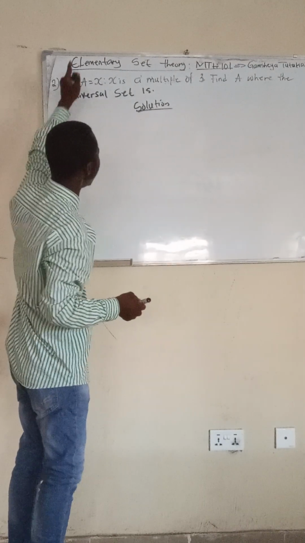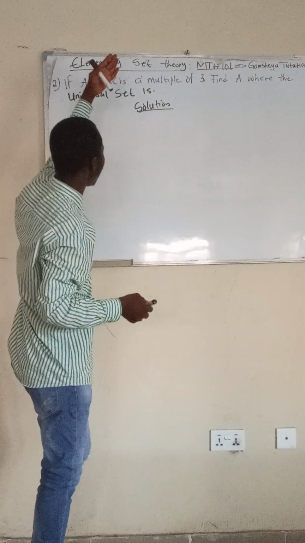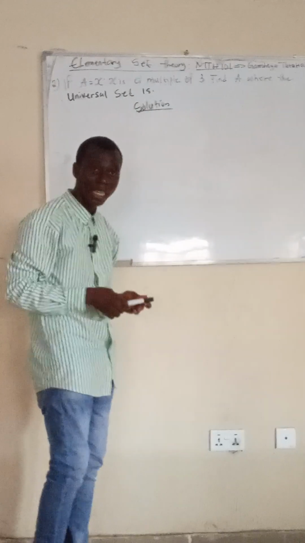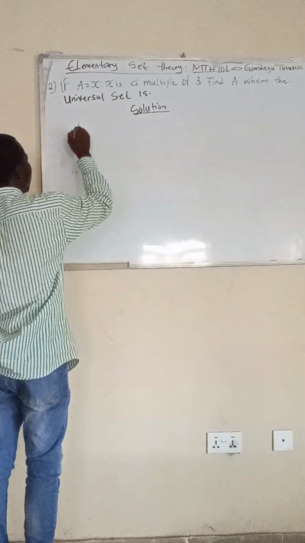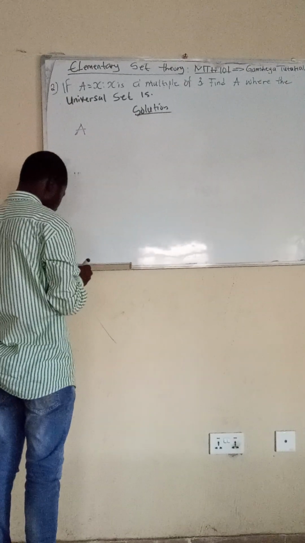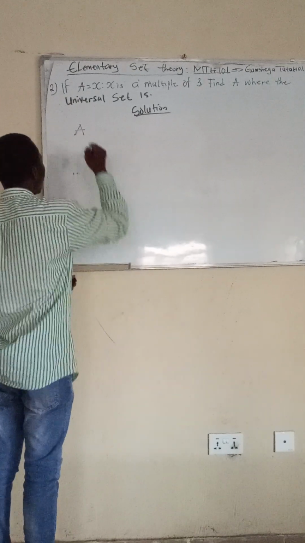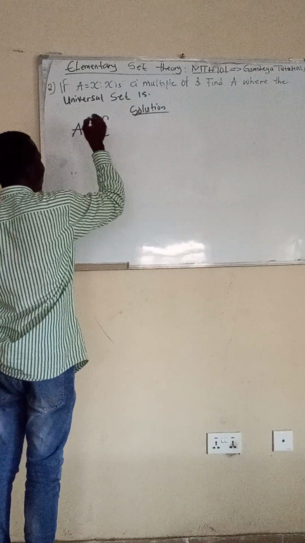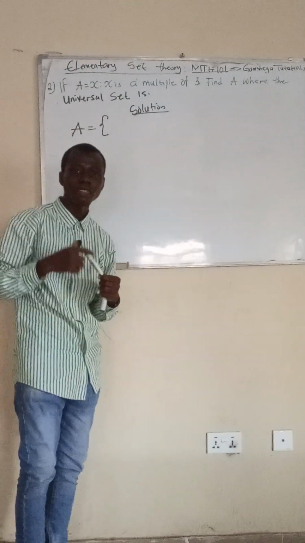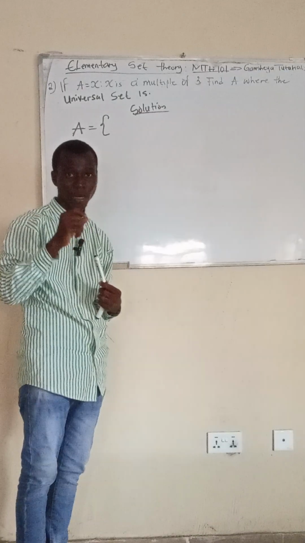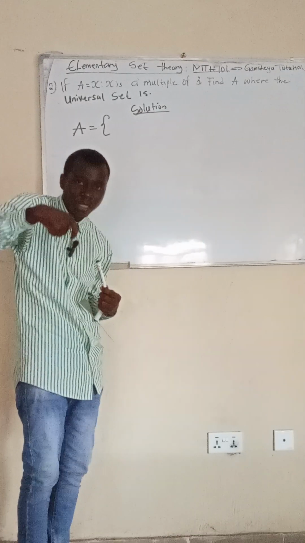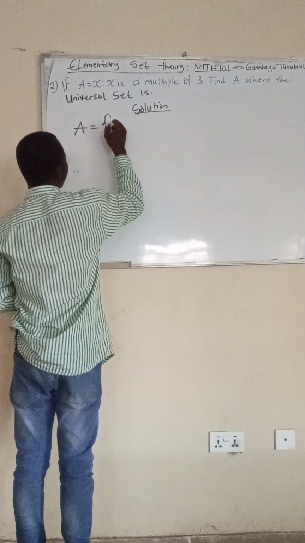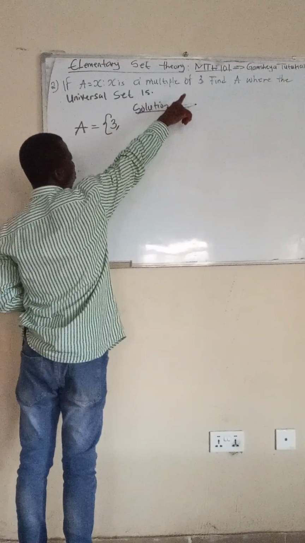They said A is equal to {x: x is a multiple of 3}, find A where the universal set is. Remember, they said we should find A. That is the only thing we were asked to find here. Only A. And don't forget what I told you: the multiple of a number begins from the number itself. So that means set A is going to be what? Starting from 3, because I'm looking for the multiples of 3.